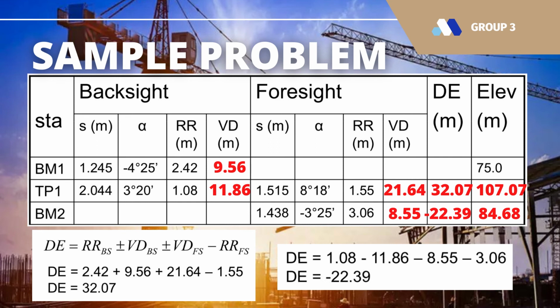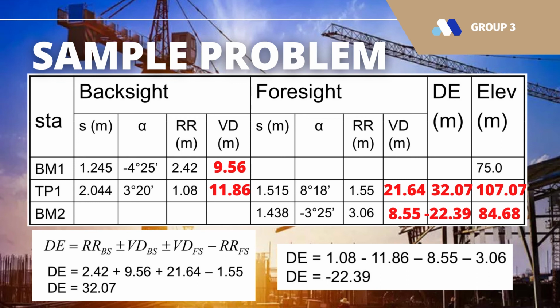So the rod reading of the backsight, which is 2.42, and the vertical distance of the backsight, which is 9.56, plus the vertical distance of the foresight, which is 21.64, and the rod reading for the foresight minus 1.55. So that is the differential elevation of TP1, which is 32.07.